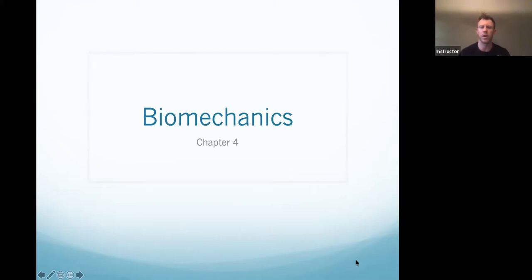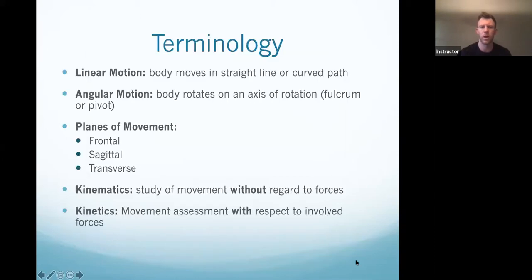So again, the big nuts and bolts are what I'm bringing into this chapter. Some terminology that we'll go through. Linear motion is moving in a straight line or a curved path. So think forward and backwards is an easy way. Angular motion is when the body rotates on an axis. So think of an angle.